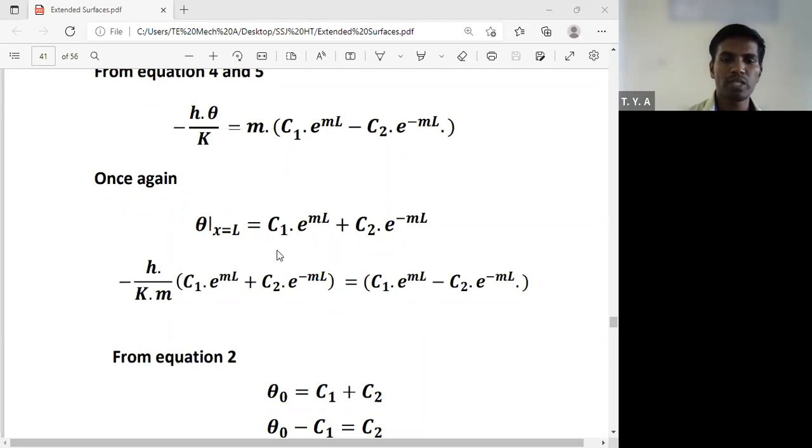Instead of theta, we have to put this value c1 e raised to ml plus c2 e raised to minus ml is equal to c1 e raised to ml minus c2 e raised to minus ml.